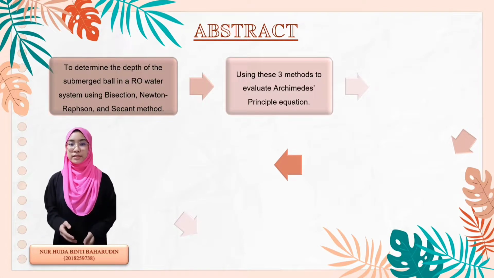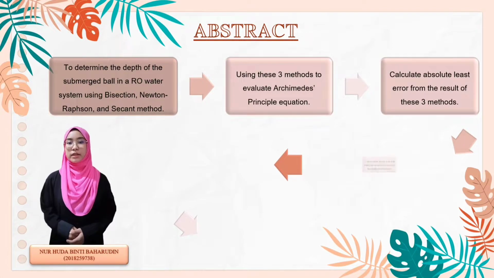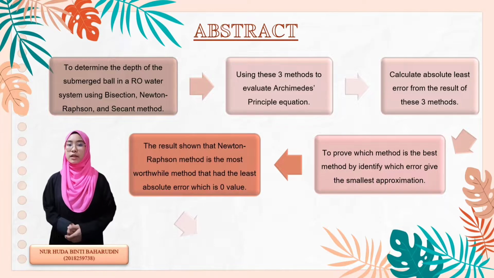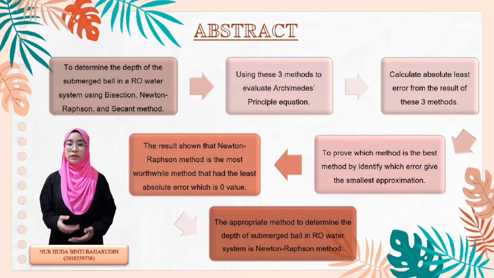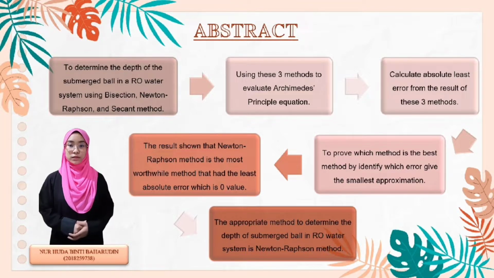For the abstract, the purpose of this study is to determine the depth of a submerged ball in a reverse osmosis water system using the bisection method, Newton-Raphson method, and secant method. We will evaluate Archimedes' principle equation using these three methods. This study will show all the proving from the equation by calculating each method and comparing which method gives the least absolute error. The result has shown that the least error is from the Newton-Raphson method. Therefore, the appropriate method to determine the depth of a submerged ball in a reverse osmosis water system is by applying the Newton-Raphson method.